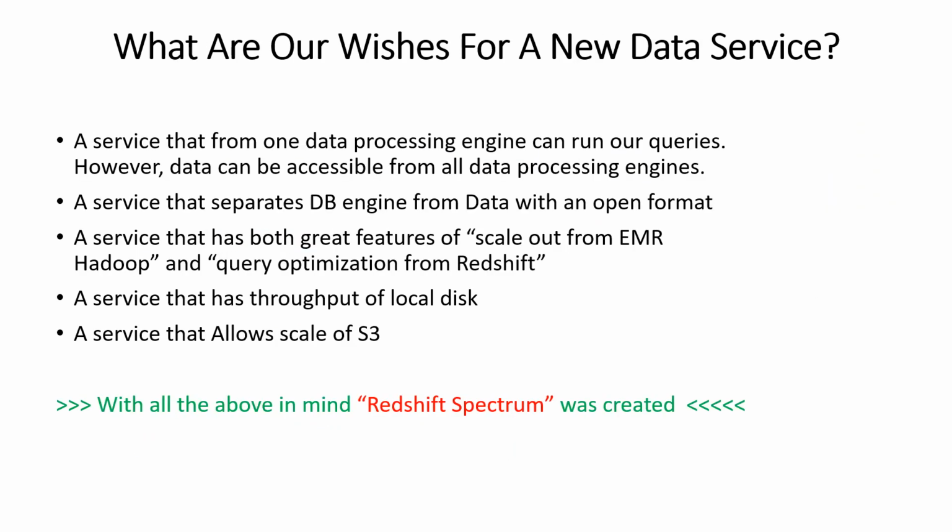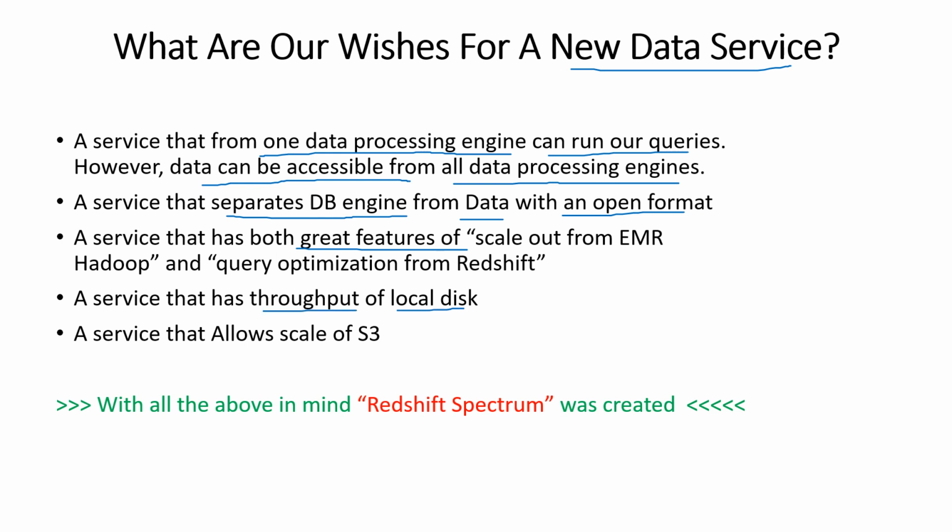What are our wishes for a new data service in Amazon? A service that from one data processing engine can run our queries. However, data can be accessible from all data processing engines. A service that separates database engine from data with an open format. A service that has both great features of scale out from EMR Hadoop and query optimization from Redshift. A service that has throughput of a local disk, and a service that allows scale of S3. With all the above in mind, Redshift Spectrum was created.